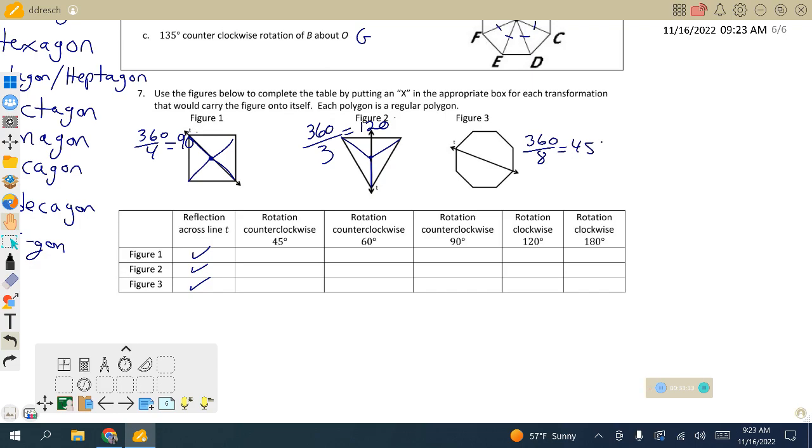So let's try this again. 60 is a no. 90 degrees. Yeah. Does it matter which direction? 120, no. 180, yes. That's all we should have checked then.